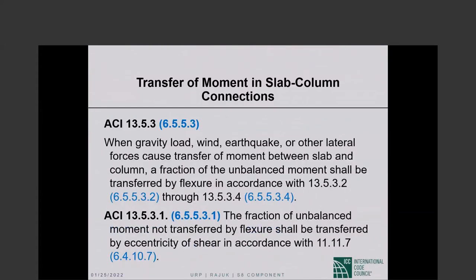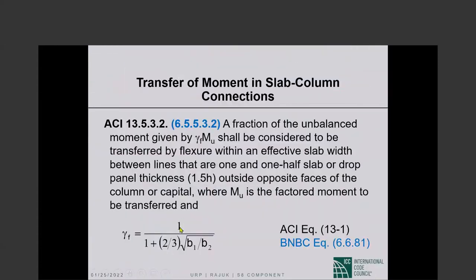Okay, this language we have gone through, I think, probably yesterday. When gravity load, wind, earthquake, or other lateral forces cause transfer of moment between slab and column, a fraction of the unbalanced moment shall be transferred by flexure. The fraction that is carried by flexure is given by this expression. By now you know what b sub 1 and b sub 2 are.